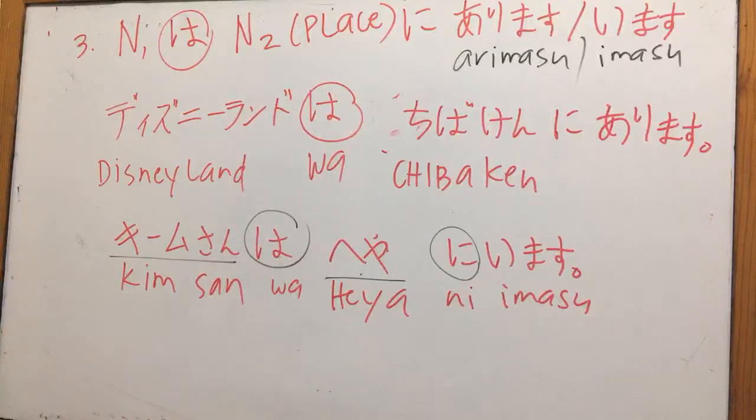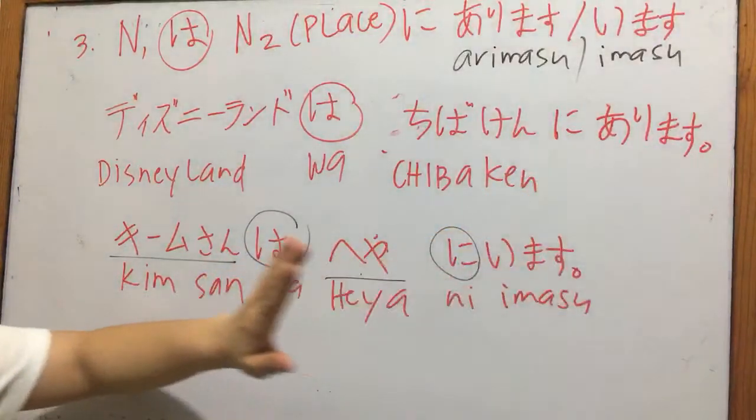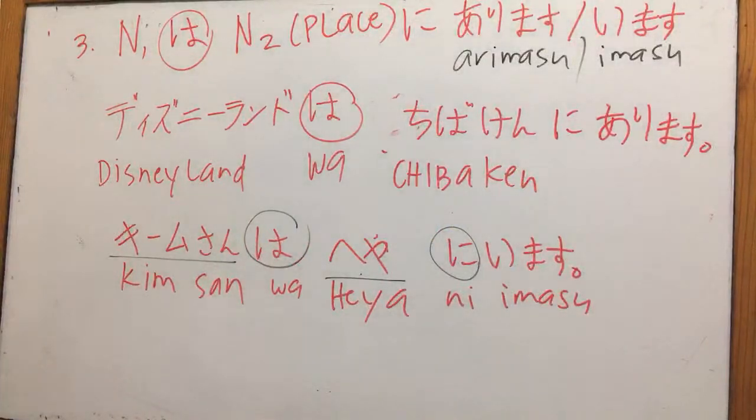Minasan, in our kaiwa, we will be using different patterns, okay? So, you can use this sentence pattern. So, we have here arimasu and imasu, okay? Next.